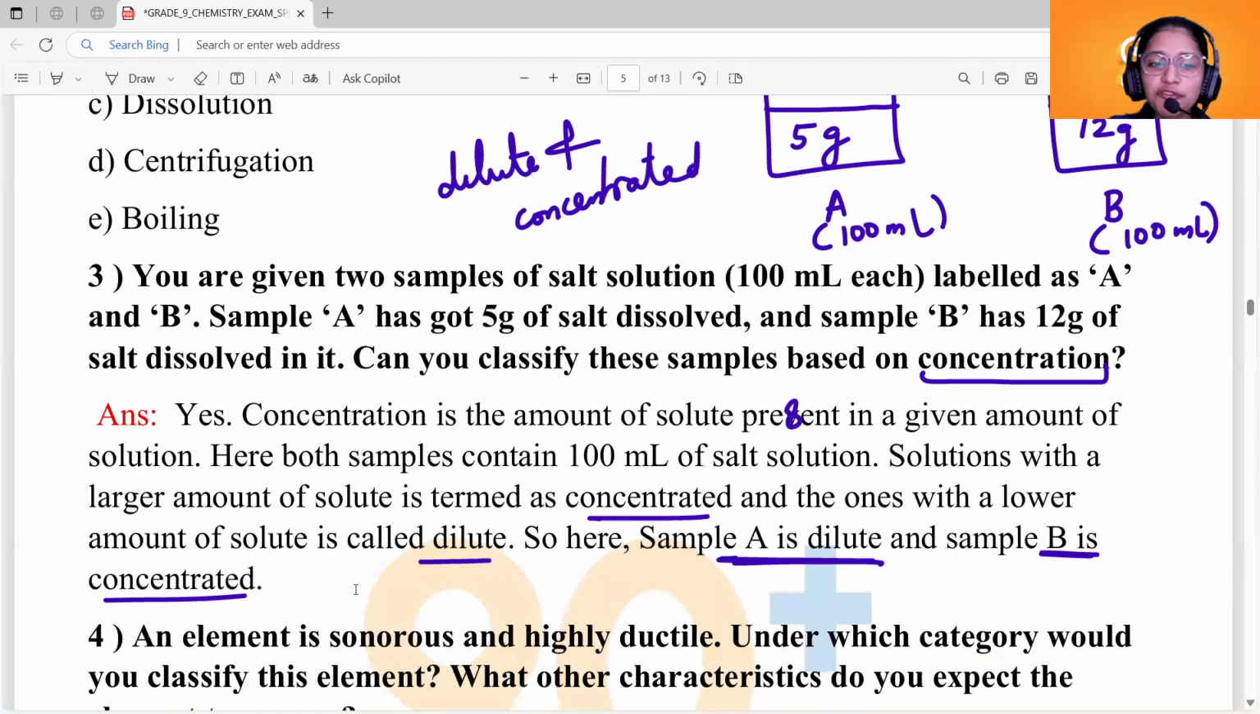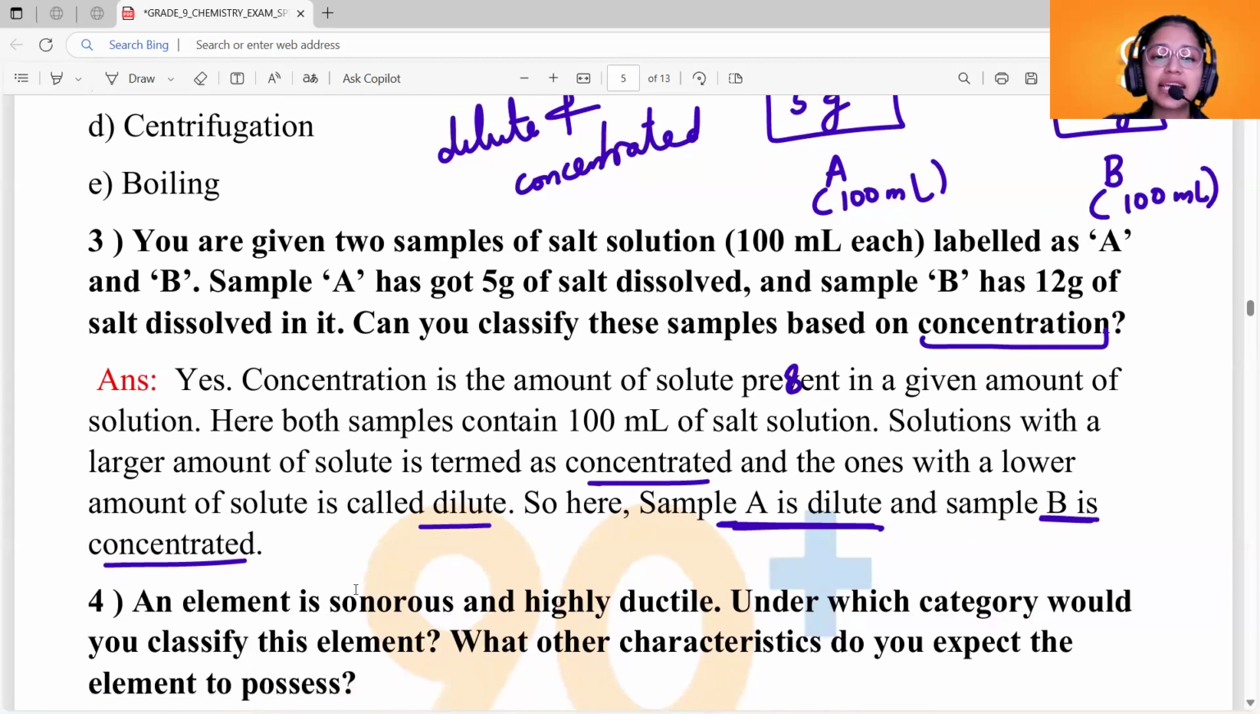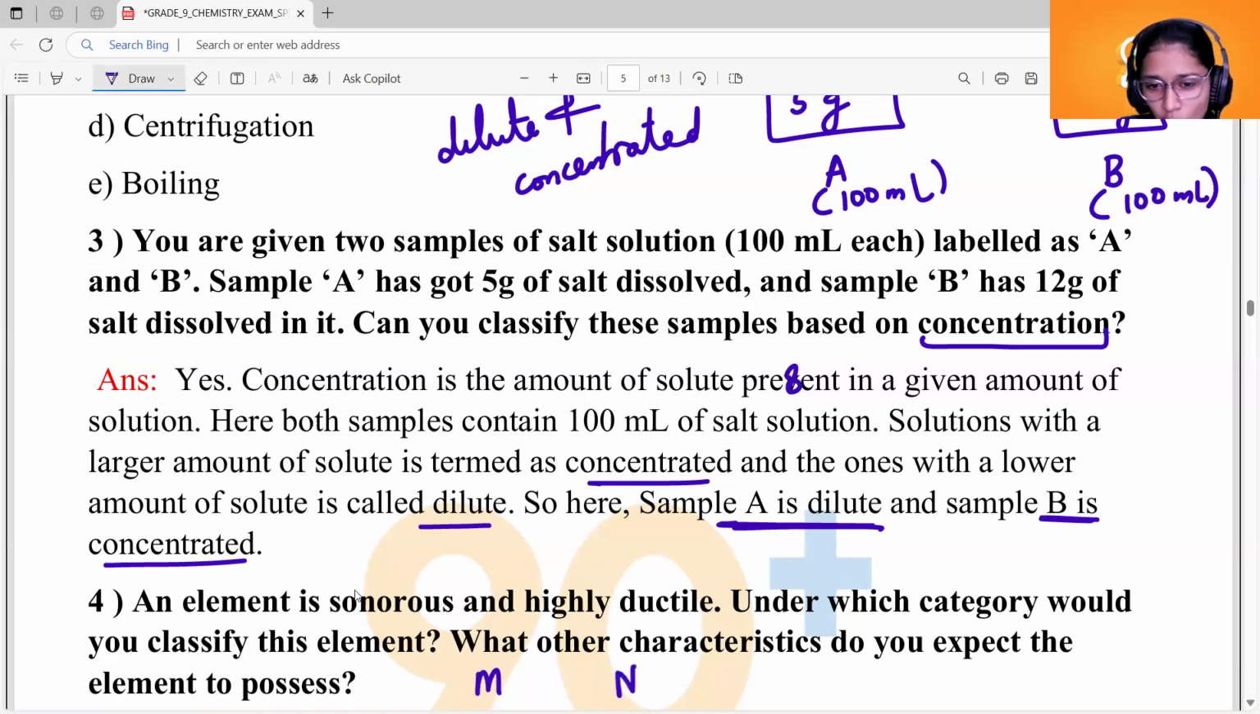Okay. Now we move to the fourth question. An element is sonorous, highly ductile. Under which category would you classify this element? What other characteristics do you expect the element to possess? Now we'll go back. Elements are divided into three types. They are divided into metals, non-metals, and metalloids. Now here they're saying an element is sonorous and highly ductile. So when you hear these two terms, which category do you think this element falls into?